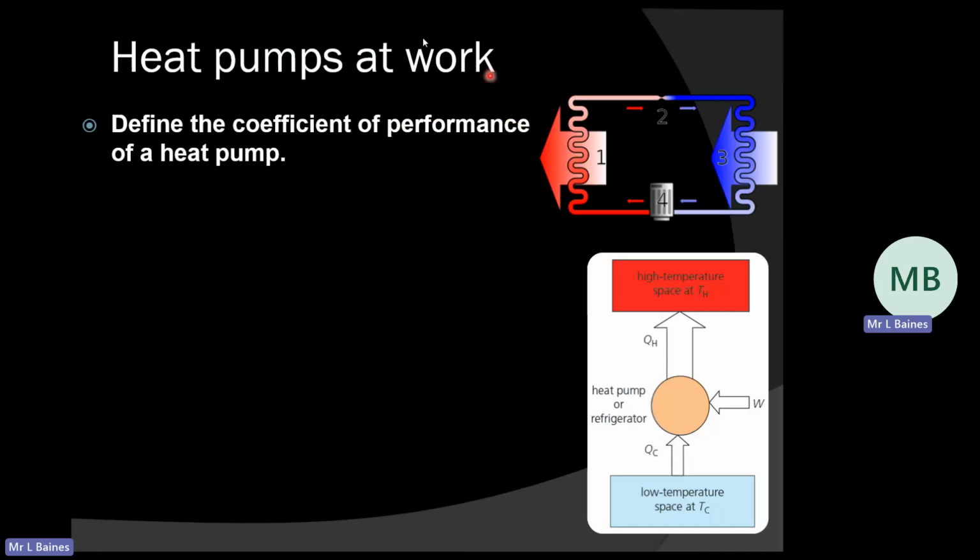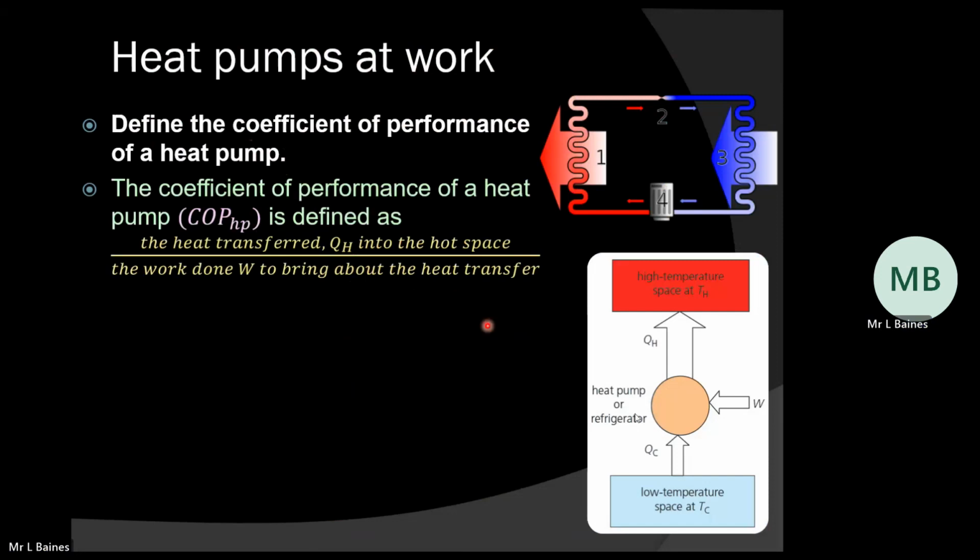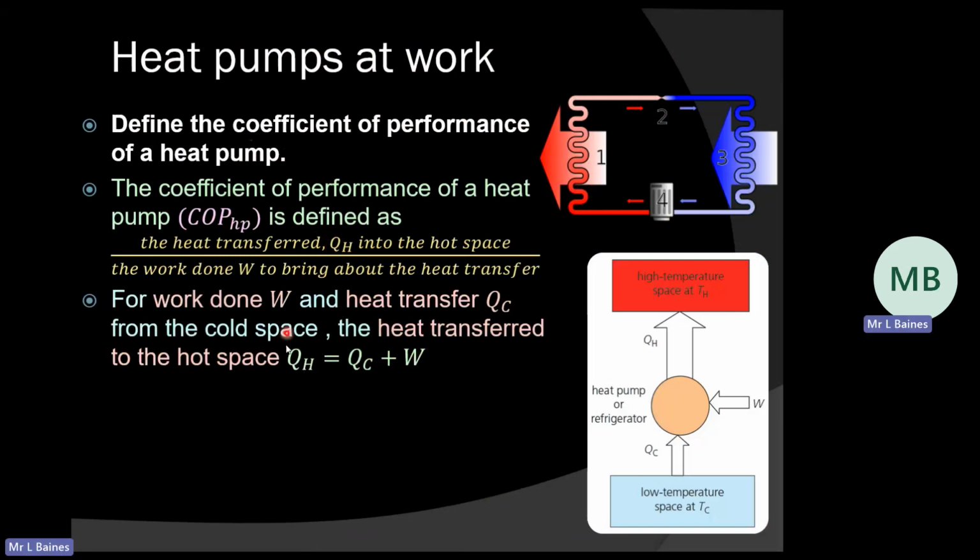What's slightly different this time, and this is why there's a difference between refrigerators and heat pumps, is that my job of a heat pump is to heat the inside. So my coefficient of performance of a heat pump is the heat transferred into the hot space divided by the work done. Remember, with my refrigerator, I was interested in the cold space. This time, with a heat pump, I'm interested in that hot space. Now, same formula I had before. That's never changed the whole way through this topic.